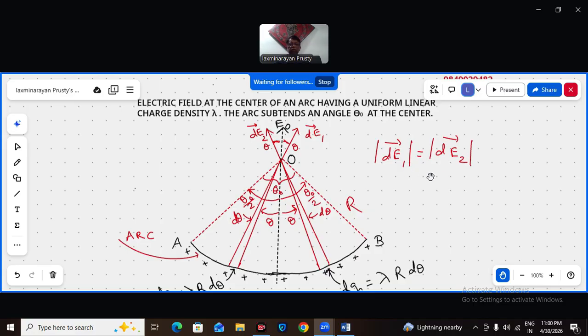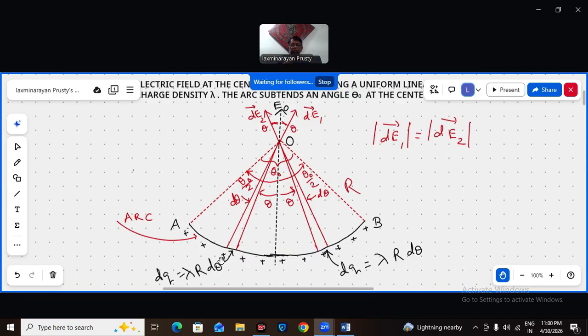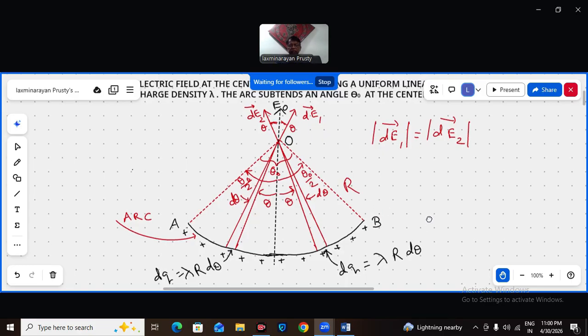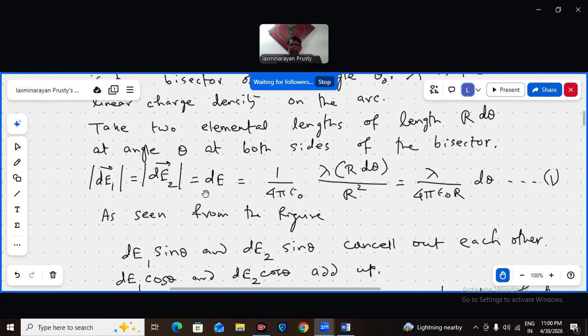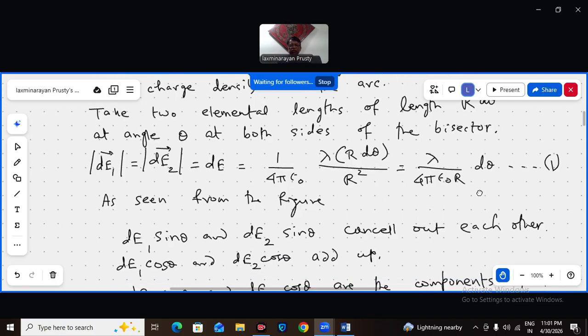But the magnitude of dE1 and the magnitude of dE2 are the same, because the charge is lambda r d theta for both these dq's, and the distance is r, capital R. So the magnitude is the same from Coulomb's law. Let's call that magnitude dE. So 1 by 4 pi epsilon 0 into lambda r d theta, the numerator is dq, by R square. That's it. One r gets cancelled. So lambda by 4 pi epsilon 0 r d theta. This is the magnitude of dE.